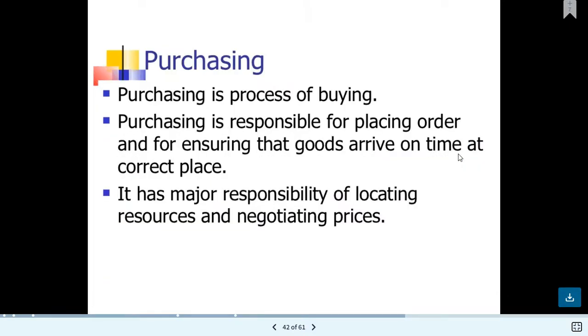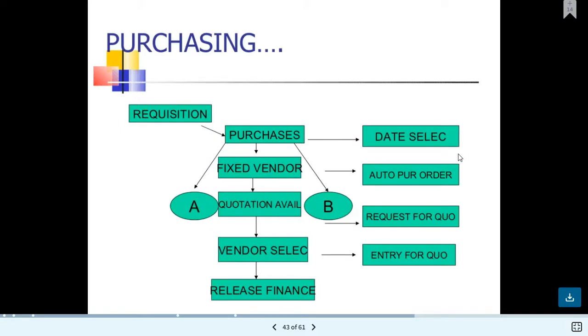Purchasing is the process of buying. Purchasing is responsible for placing orders and ensuring the goods arrive on time and at the correct place. It has the main responsibility of locating resources and negotiating plans. Requisition, purchase, fixed vendor, quantity, quotations available, vendor select, release, financial.